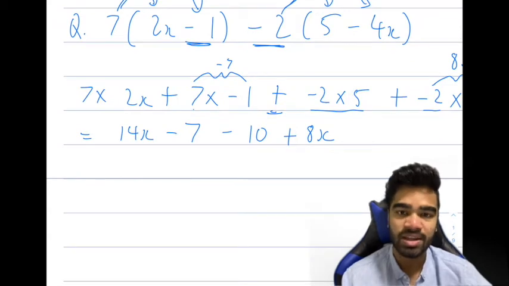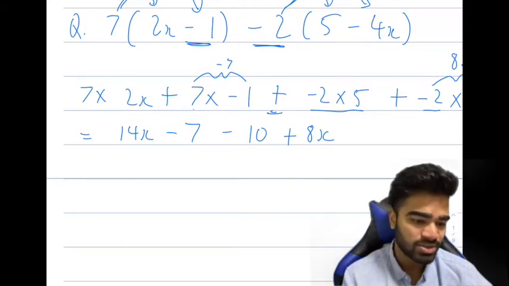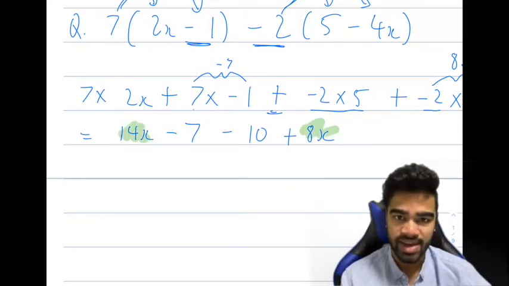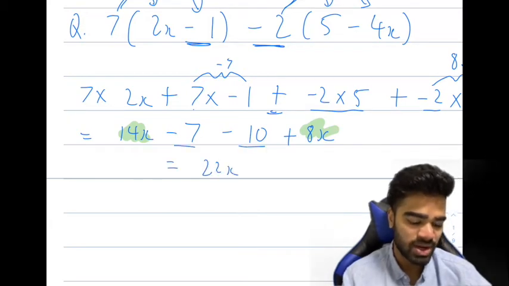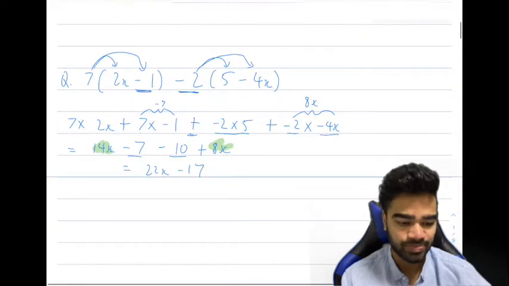What are your like terms? Remember, like terms are the terms with the same pronumeral, the same letters, right? So for example, 14x and 8x have x, so they're like terms, so you just add. It's 22x, and then -7 minus 10 is -17. That's it. Simple as that.